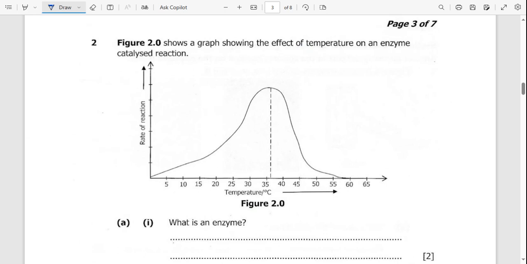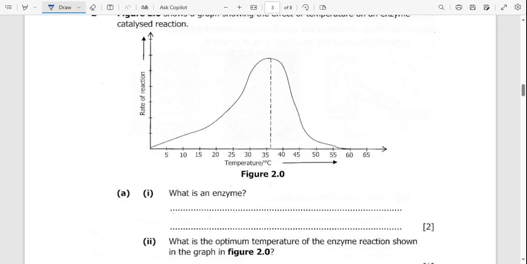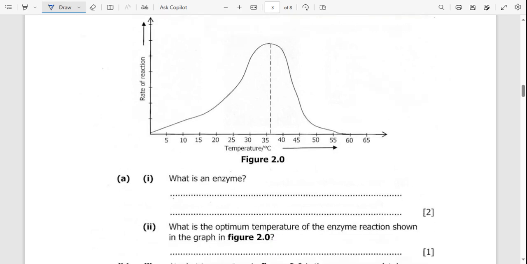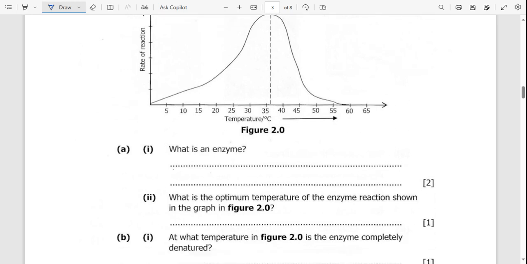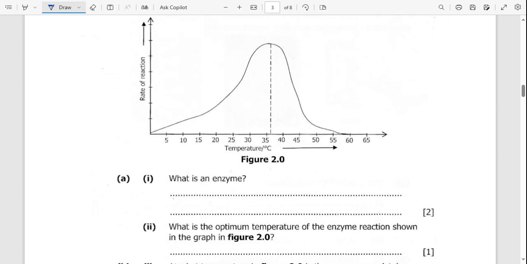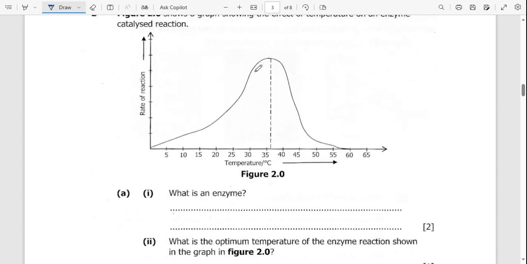The figure shows a graph showing the effect of temperature on an enzyme catalyzed reaction. What is an enzyme? An enzyme is a biological catalyst which speeds up the rate of a chemical reaction while itself is not changed. What is the optimum temperature of the enzyme shown in the graph? Optimum temperature is the temperature at which the enzyme works fastest, or at the highest rate. You can see this is somewhere at 37, because this is 35, this is 40. The middle was supposed to be like 38, but this is a bit lower. So this is somewhere 37.